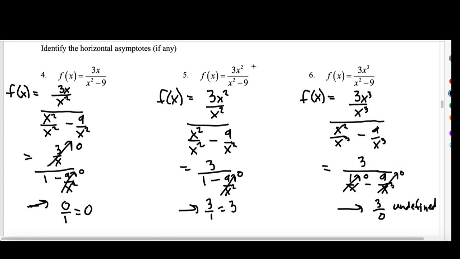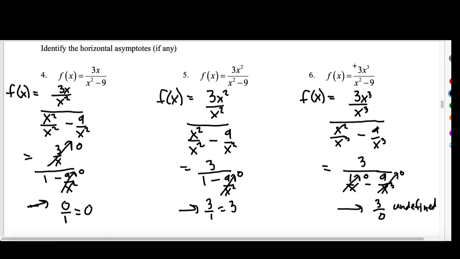Over here, the numerator is a second-degree polynomial, and the denominator is also a second-degree polynomial. In other words, the numerator and the denominator have the same degree. And the horizontal asymptote was found by taking the ratio of the leading coefficients. The numerator has a leading coefficient of 3. The denominator has a leading coefficient of 1. 3 over 1 equals 3. So the horizontal line passing through y equals 3 is the horizontal asymptote.